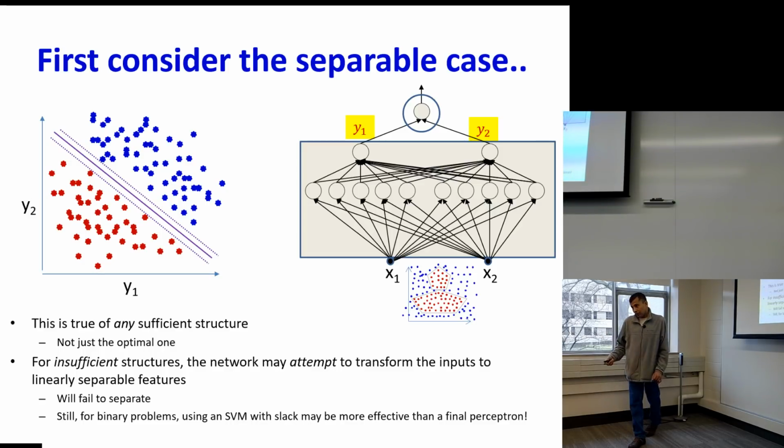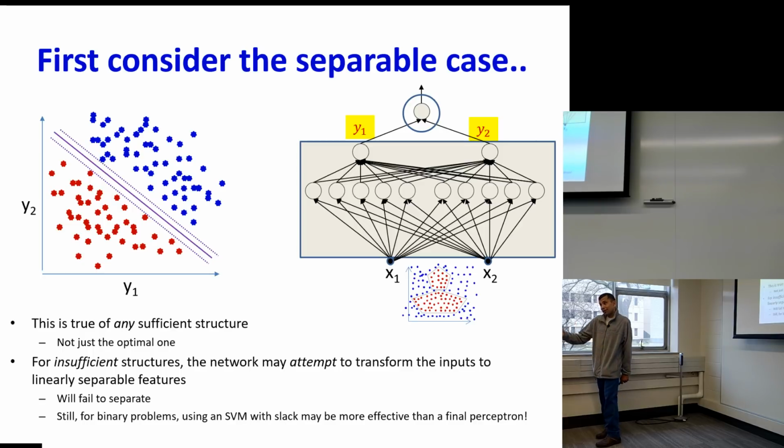In fact, if you think about it from that perspective, simply trying to stick a perceptron at the top may not be as optimal as, say, sticking in a support vector machine with a slack variable, which accounts for some instances which might be misclassified and explicitly tries to minimize the distance of the misclassified instances from the boundaries.